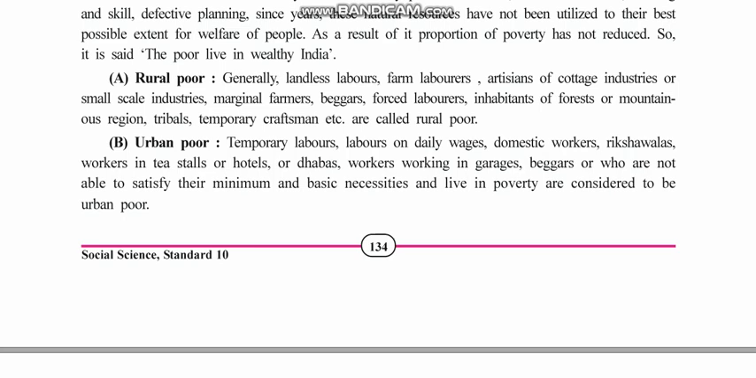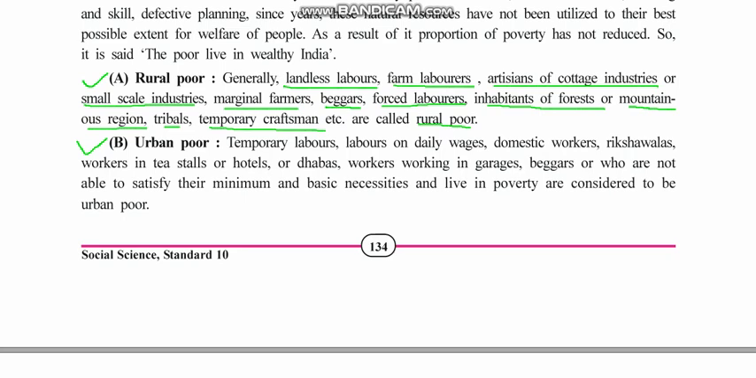Now we will see the two main types of poor, that is rural poor and urban poor. Generally, who is considered as rural poor? Landless laborers, farm laborers, artisans of cottage industries or small scale industries, marginal farmers, farmers who are working on daily wages, beggars, forced laborers, inhabitants of forest, meaning Adivasi people, mountain regions, tribals, temporary craftsmen, etc. are termed as rural poor.